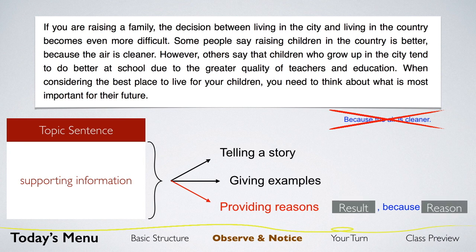A lot of students seem to make this mistake because it is acceptable in spoken English to just say something like, because the air is cleaner, when answering a why question. However, we need to remember that spoken English and written English are different.